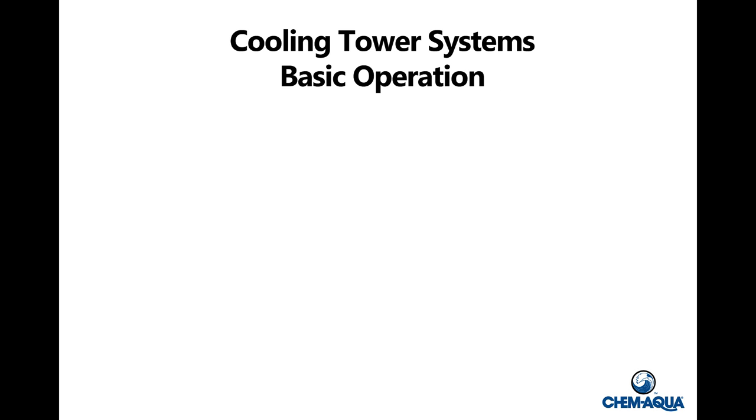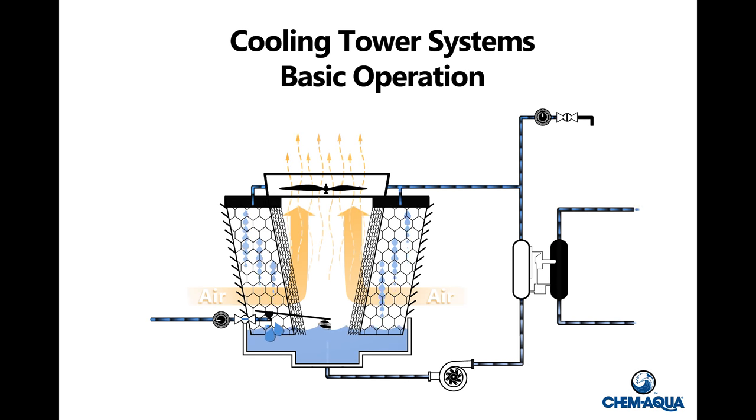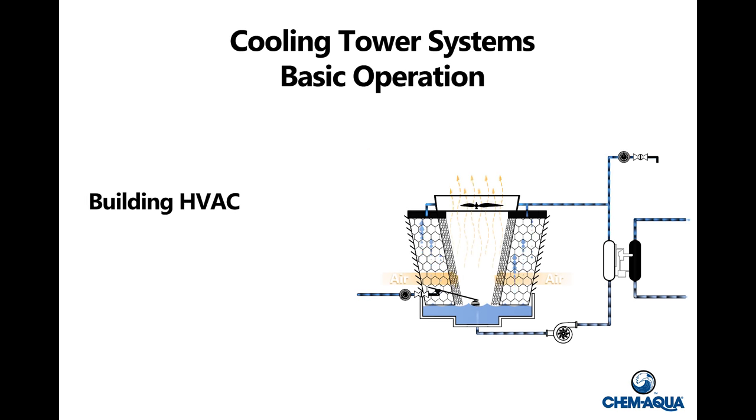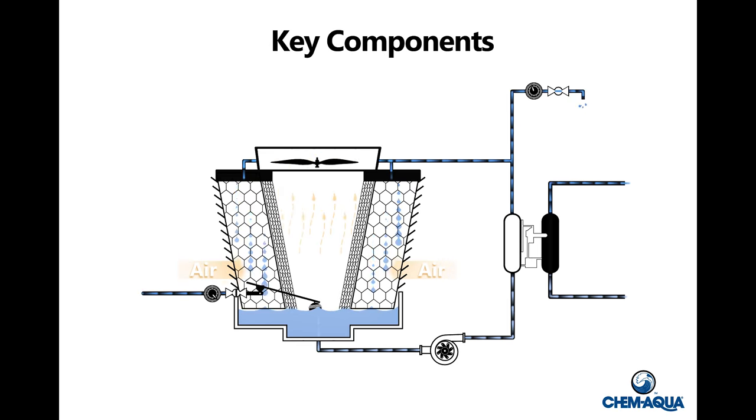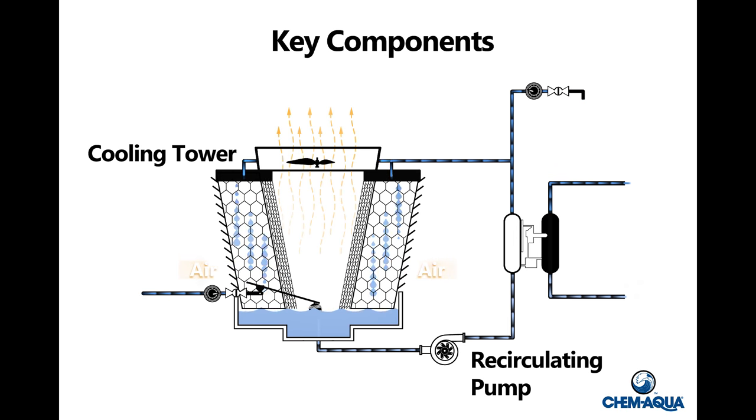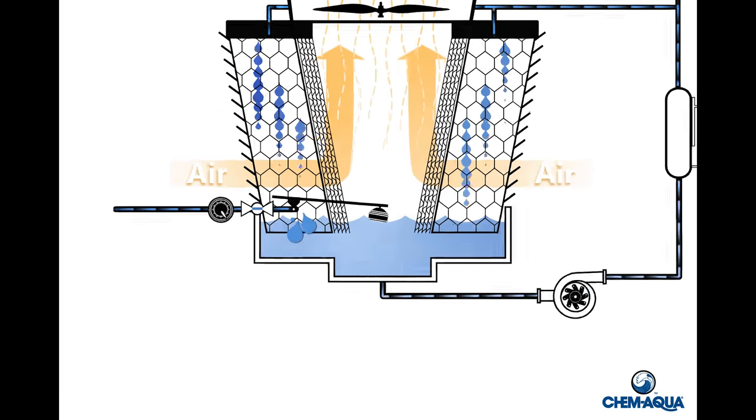Cooling tower systems are widely used to provide cooling in industrial and commercial applications, including building HVAC, cold storage, and industrial cooling. The key components of a cooling system are the cooling tower, recirculating pump, and heat exchanger.